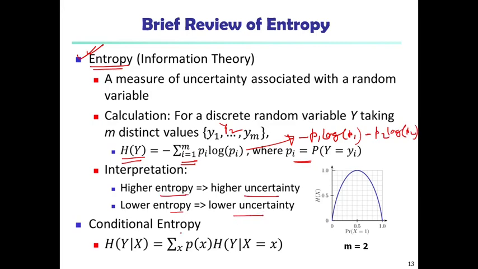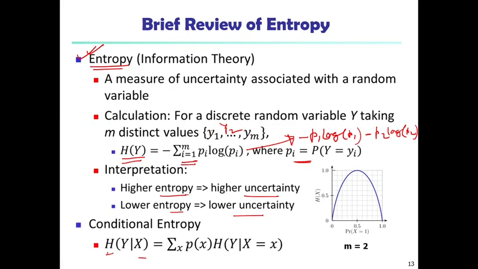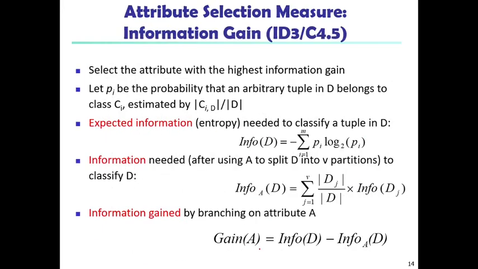Then we have conditional entropy, which is H, the probability of h given x. This can be written like this. This is called conditional probability. Conditional probability means the probability of some variable depends upon another variable. If it does not depend, then it's called prior probability.